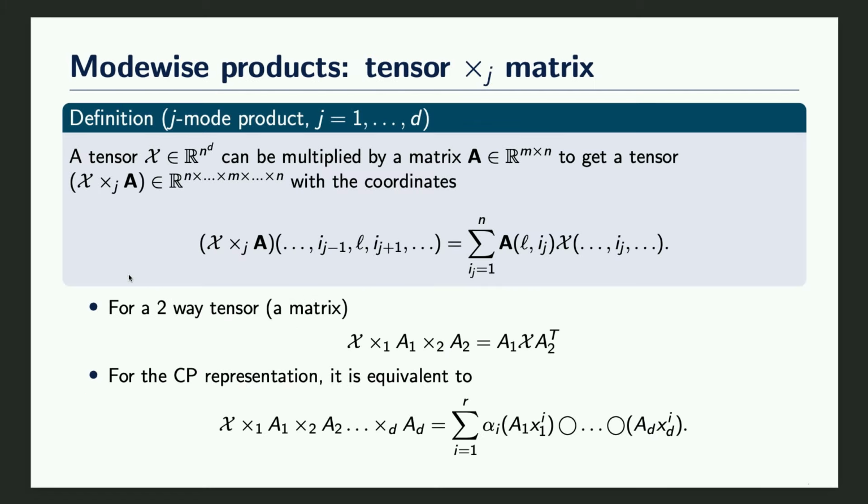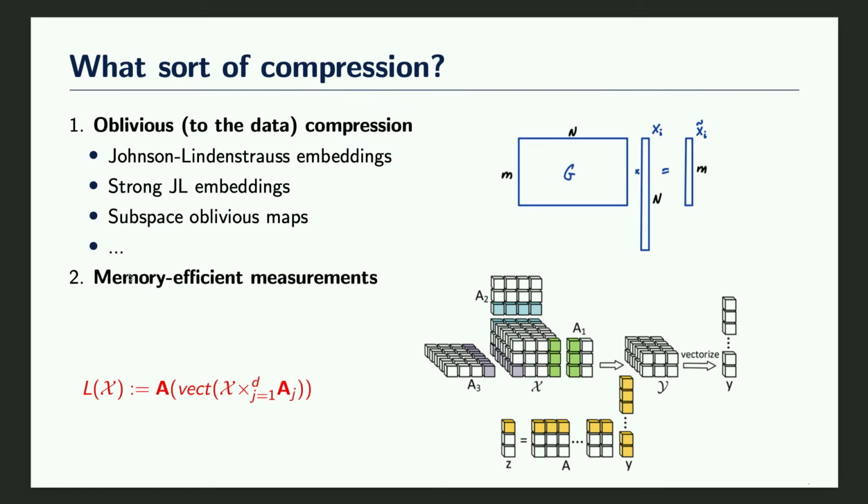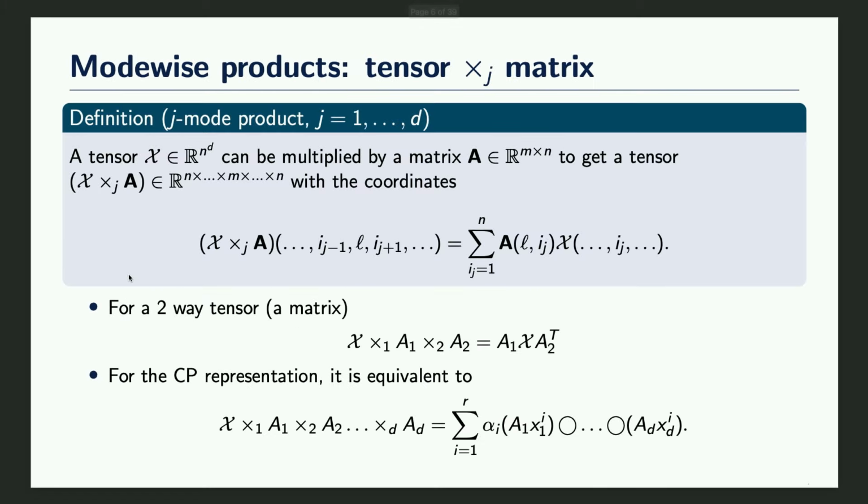Here, you review what these modewise products are. So I think that maybe for this audience, it's all super clear. This is just the definition of how we do this multiplication right here. The CP representation, by the way, is this outer product. The key question is, okay, so what sort of mathematical statement do we want to get from it, right?